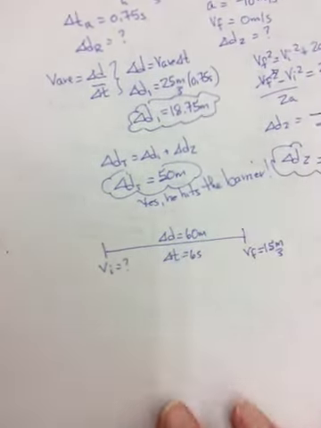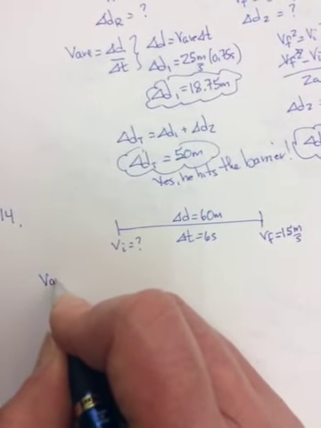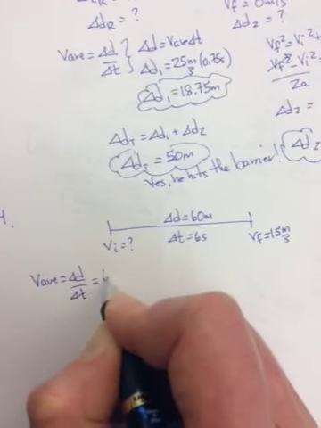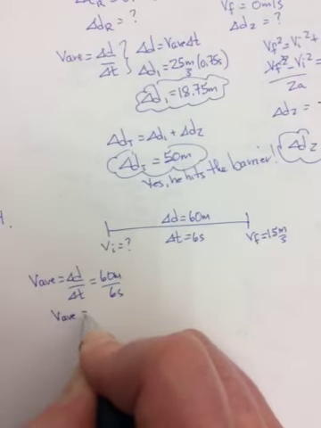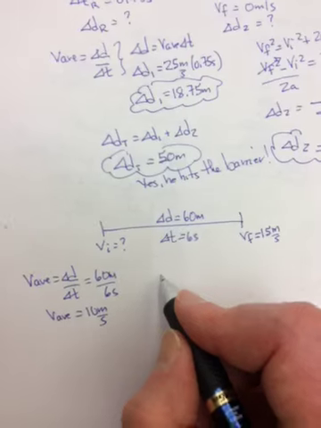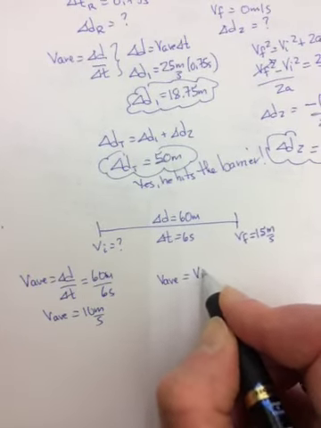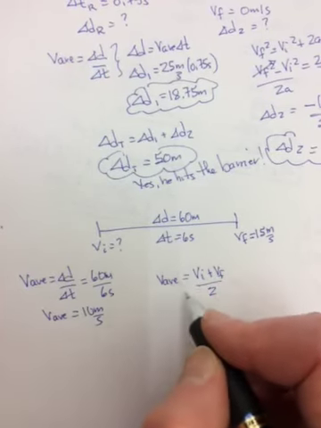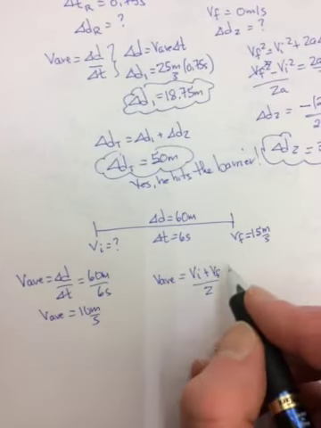Okay, well, from our delta D and our delta T, we can get our VAV, because we know V average is equal to delta D over delta T. So 60 meters over 6 seconds, our average velocity is 10 meters per second. Now, we also know average anything. If you want to find the average of two grades, you just add them together and divide by 2. So we could do the same thing with two speeds. We could add them together and divide by 2 to get our average speed.